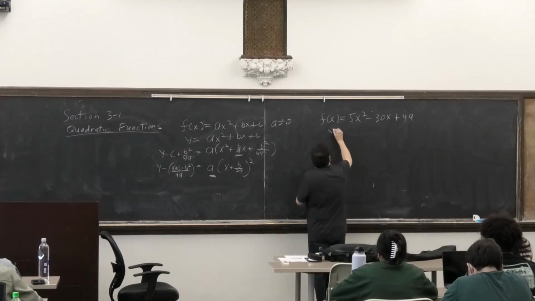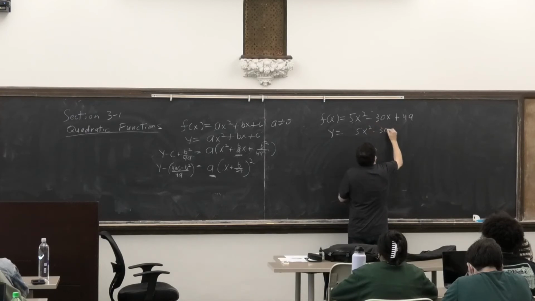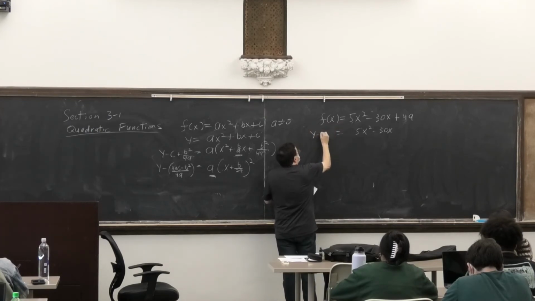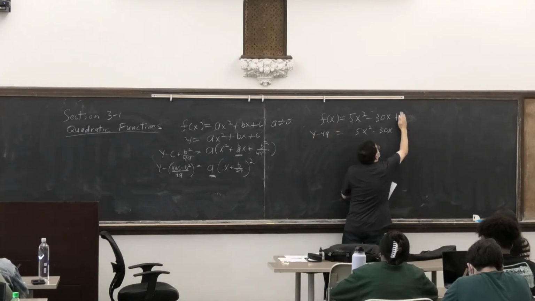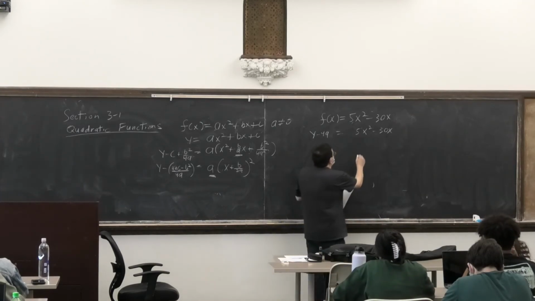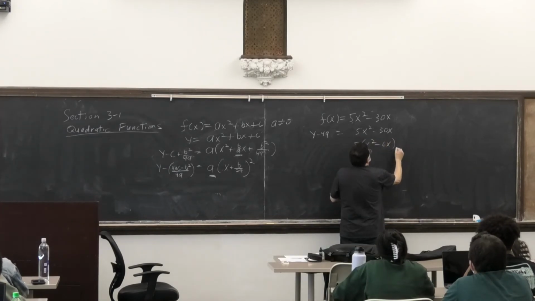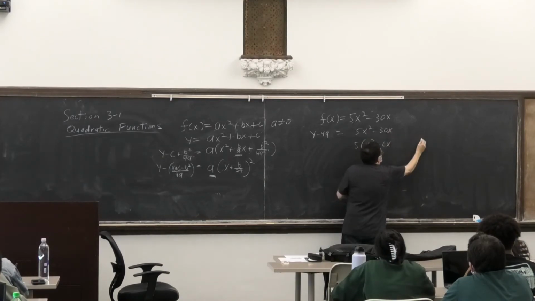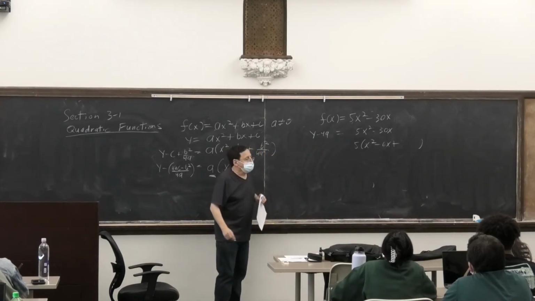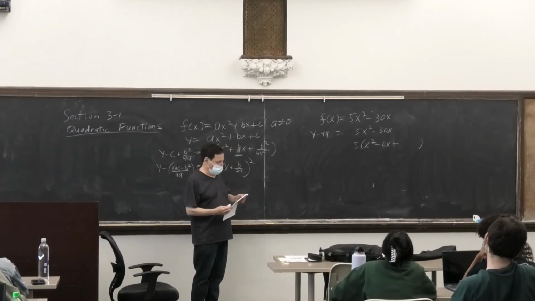So again, we're going to change this to y. And I guess again, I'm just going to skip a step. I'm going to subtract 49 from both sides. And I'm going to factor this out. And I want to know what to add to this. What do I have to add to that to complete the square? I think we've seen this before.